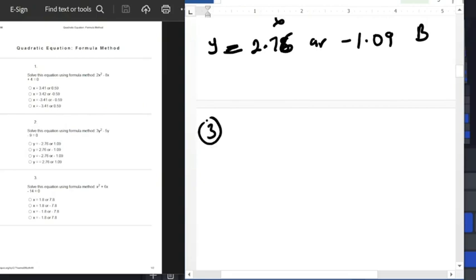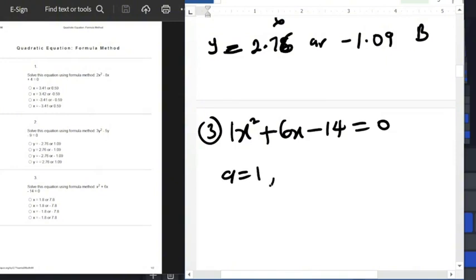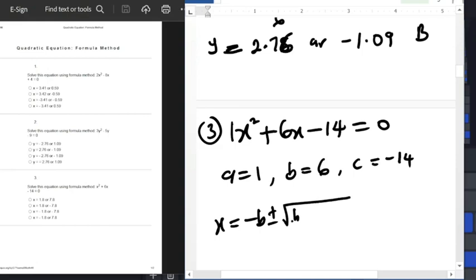Question 3. In question 3, we have: solve these equations using formula method. So we have x squared plus 6x minus 14 equals 0. So from here, our a is 1, because there's 1 beside this one. b is 6, and c is minus 14. So x equals minus b plus or minus square root of b squared minus 4ac, everything divided by 2a.